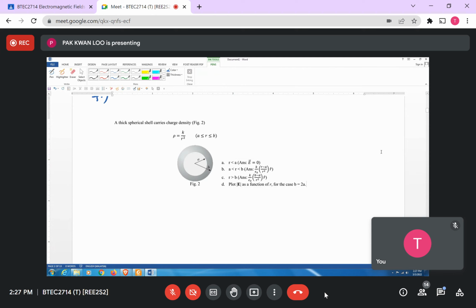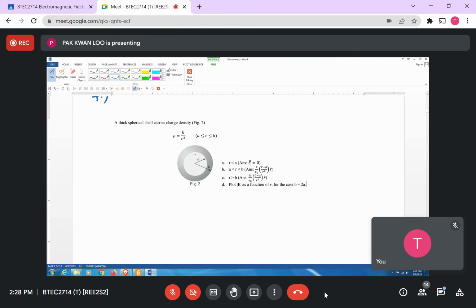Okay, so a thick spherical shell with charge density given as rho equals k divided by r square. Okay, so the range of r is from A to B. Yeah. So this is a thick spherical shell. That means it's like a hollow shell with a thickness of B minus A. Yeah.